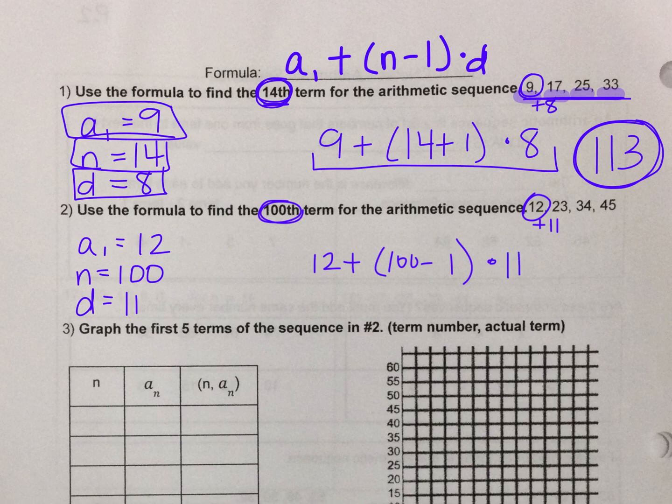When you type that in to your calculator, it tells me that the 100th term in this sequence is going to be 1,101. We're going to stop the notes here and do a couple practices. So if you will flip over to page 3.